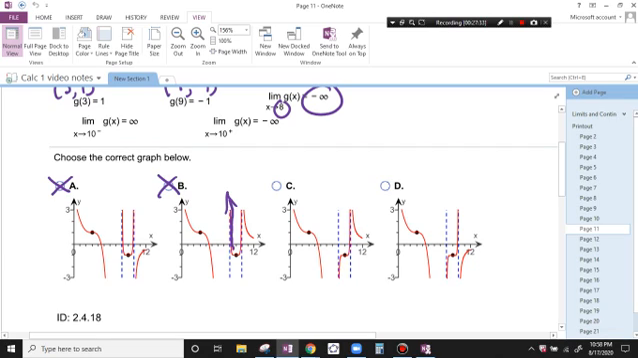Let's look at some other information. As you go to 10 from the left, it needs to be going up, up, up. Where's 10? 10 is here. From the left, looks like you are going up, up, up. Okay, that's good. 10 from the right, you need to be going down. C's been eliminated. D's the winner.